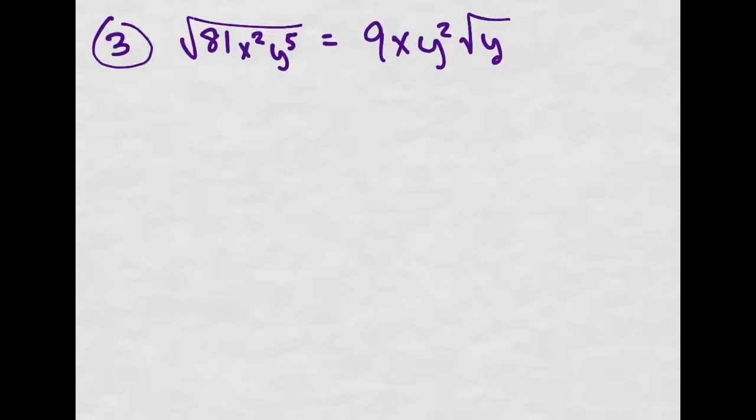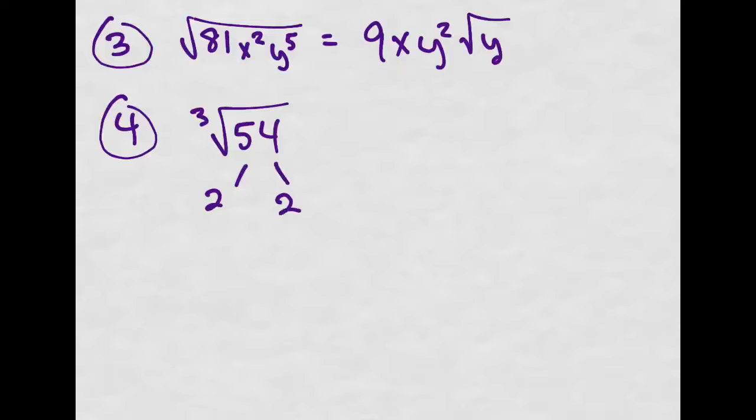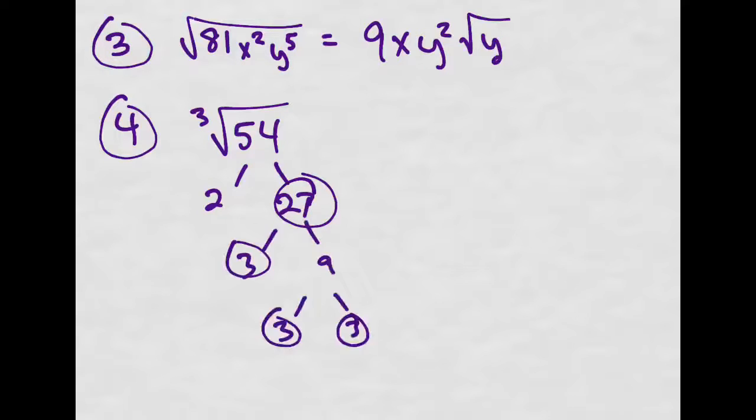Number 4. Notice that we've changed our index, right? It's going to come out 2 and 27. Somebody tell me why we're going to stop right there. So then the cube root of 27 comes out as a 3, and the 2 had to stay in. Okay?